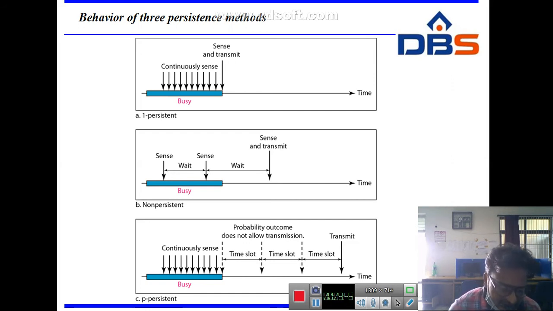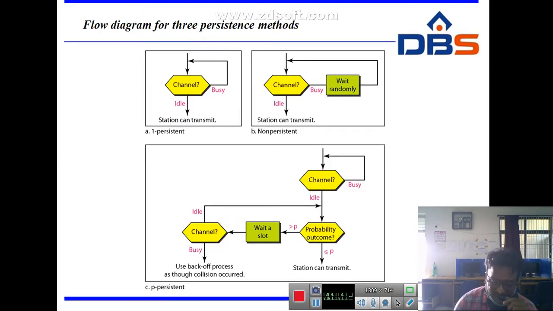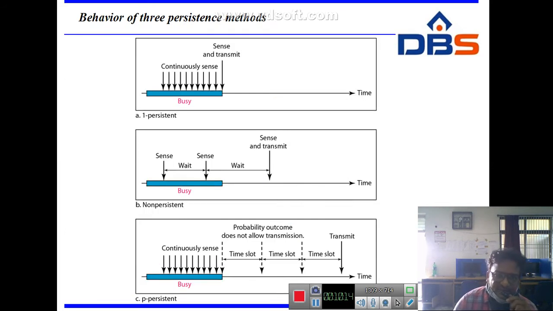Here, what should the station do if the channel is busy? And what should a station do if the channel is idle? Three methods have been devised to answer these questions: the one-persistent method, the non-persistent method, and the p-persistent method. The one-persistent method is a simple method.